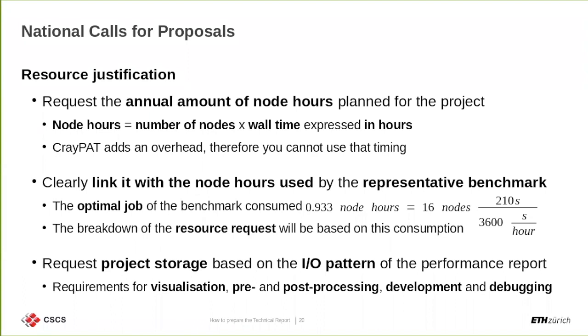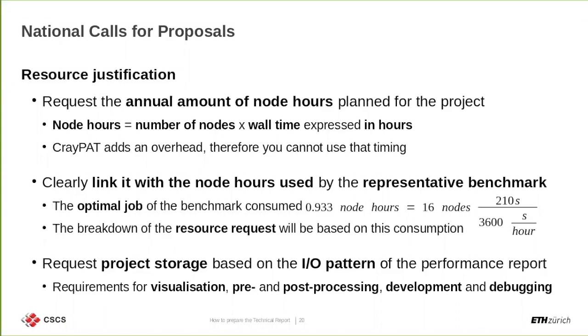That's it. Since we say that CrayPat adds an overhead, you cannot use the timing of the CrayPat experiment to compute that. Instead, we need the optimal job that we performed in the scaling curve. So we need to clearly link this request with the node hours that we have used in the representative benchmark. So in our example, the optimal job was running on 16 nodes. And in the table, we have shown that it was taking 210 seconds.